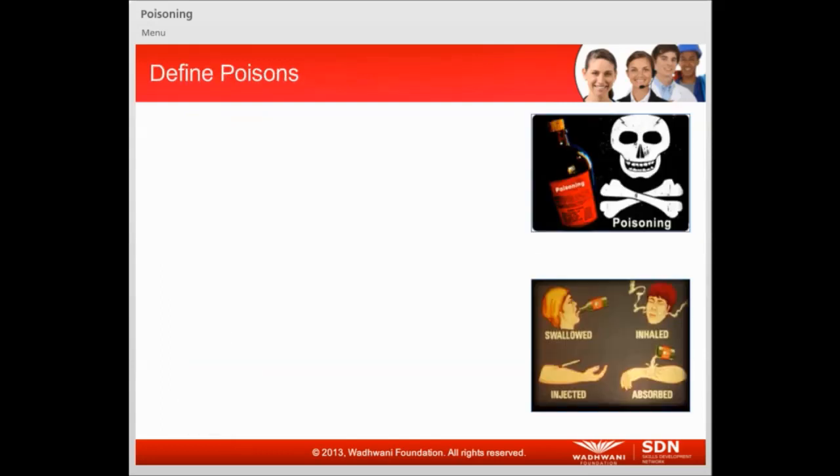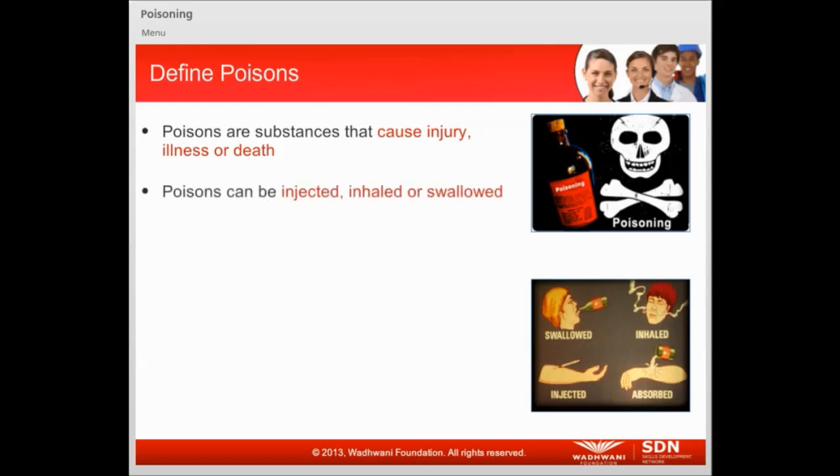Let us first learn what poison is. Poisons are substances that cause injury, illness or death. Poisons can be injected, inhaled or swallowed. First aid is required in saving the life of victims who are critical.